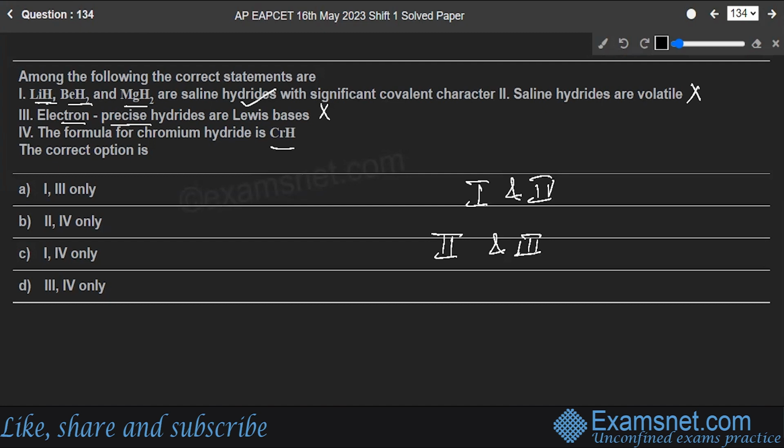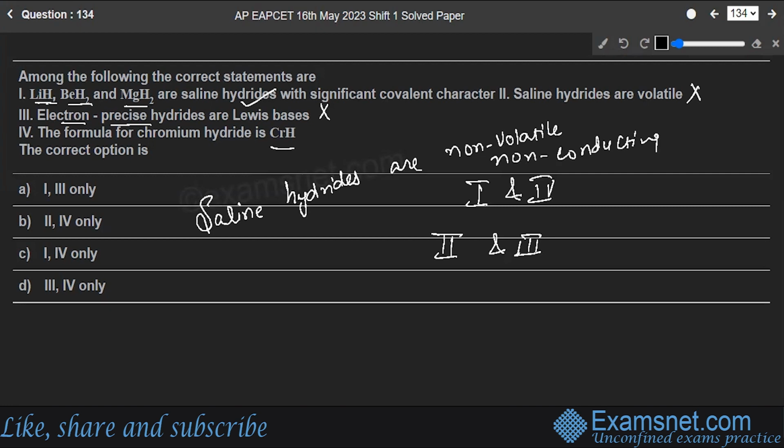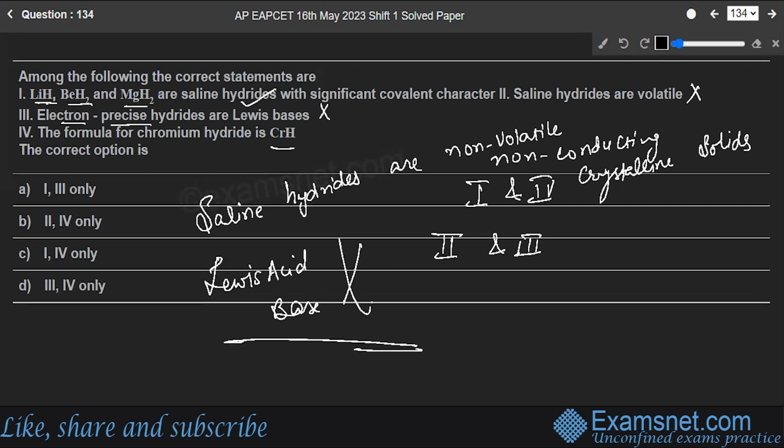It is because the saline hydrides are non-volatile, non-conducting, crystalline solids. As electron precise hydrides are neither Lewis acid nor Lewis base. So we have only 1 and 4 as the correct ones, and the second and the third are wrong ones. So the correct option is 1 and 4. That is C option.